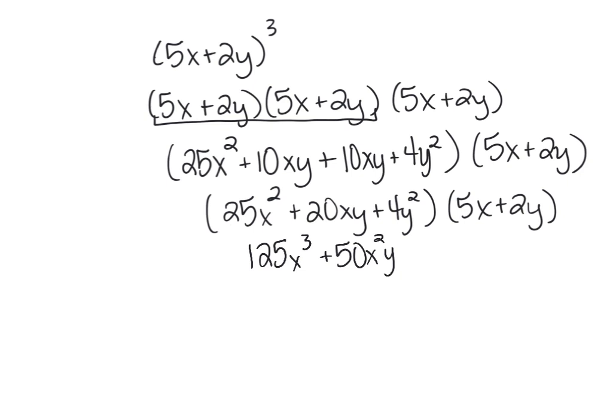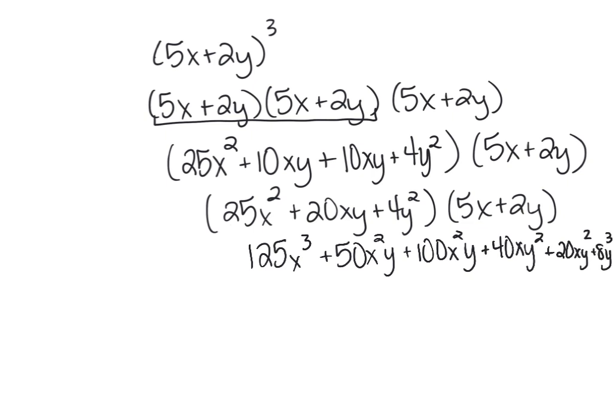We'll do the 20xy times 5x, that will be 100x squared y. Then 20xy times 2y will be 40xy squared. Notice here when I have two of the same variable, I end up with a squared term. And then finally, 4y squared times 5x is 20xy squared, and then 4y squared times 2y is an 8y cubed.